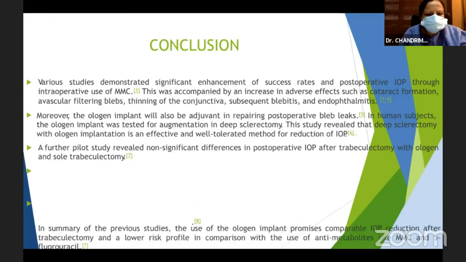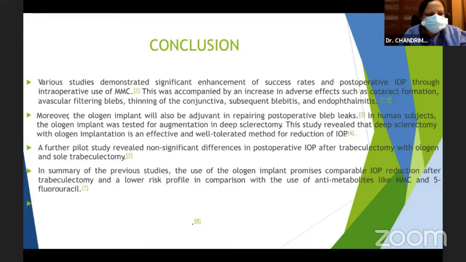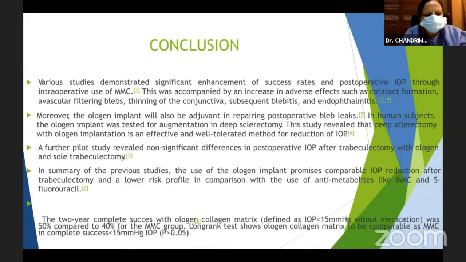This is another pilot study which was done, and I told you about it. And in summary of the previous studies, the use of Ologen implant promises comparable IOP reduction after trabeculectomy and a lower risk profile in comparison with the use of antimetabolites like MMC.